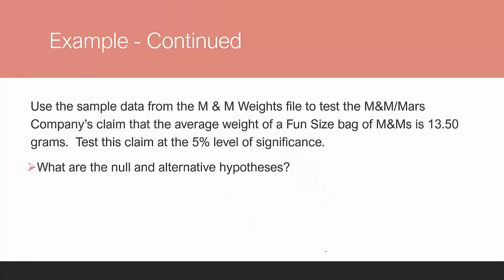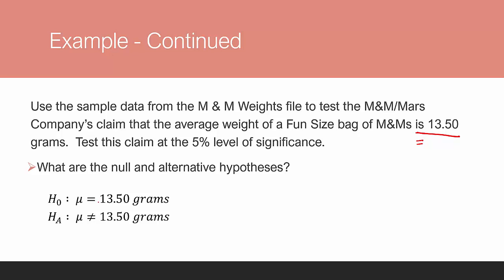So we're going to use the sample data from our M&M's weight file to test this claim. What are the null and alternative hypotheses? The company claims that the average fill, remember in math, is mean equals 13.5 grams. Let's say that we want to test to see if they're actually filling the bags properly. Our null hypothesis would be equal to 13.5 grams. Remember, the equal to sign always goes on the null. It doesn't matter if it's greater than or equal to, less than or equal to, or just plain old equal. That always goes in the null hypothesis.